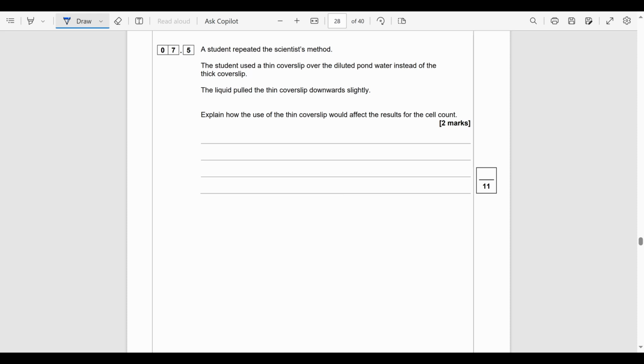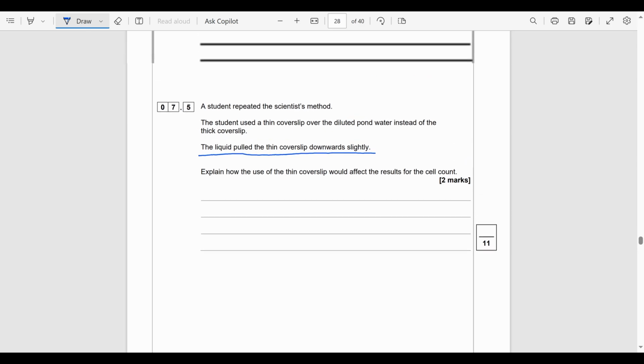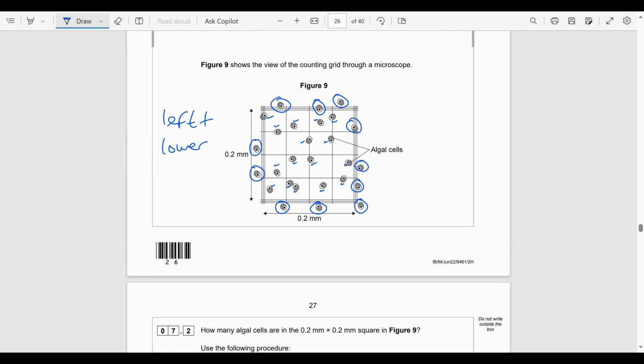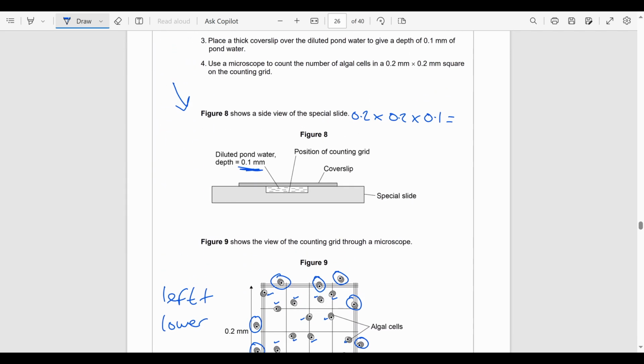7.5. A student repeated the scientist's method. The student used a thin cover slip over the diluted pond water instead of the thick cover slip. The liquid pulled the thin cover slip downwards slightly. Explain how the use of the thin cover slip would affect the results for the cell count. So it says that the liquid pulled the thin cover slip downwards slightly. So let's try and visualize that, because they've given us the picture here. This cover slip would be a bit thinner, and the liquid pulled the cover slip down slightly.